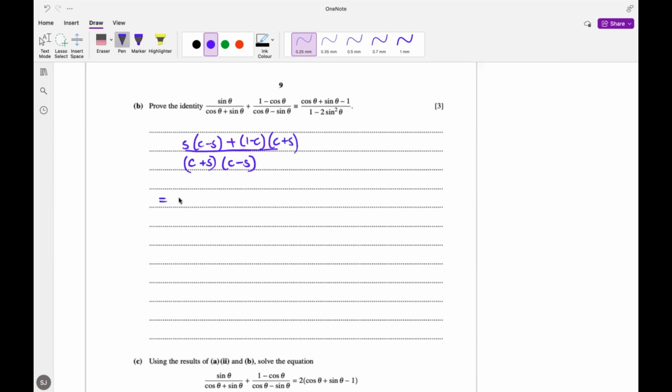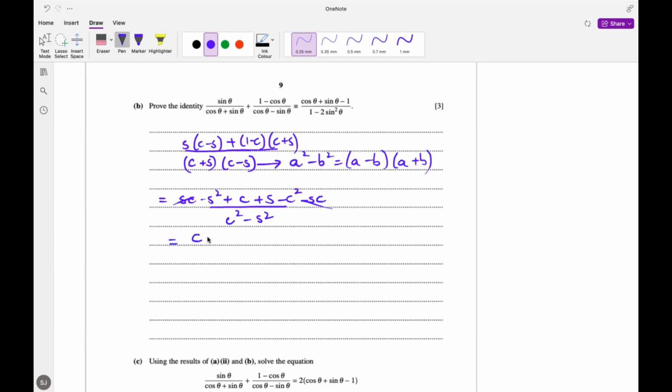Opening up the brackets, we'll get sine cos minus sine squared, and then 1 multiplied by cos will be cos, into 1 plus sine will be sine minus cos squared minus sine cos, divided by the denominator. We can convert it using the identity a squared minus b squared equals a minus b times a plus b. So we can write it as cos squared minus sine squared. So sine cos minus sine cos will cancel out.